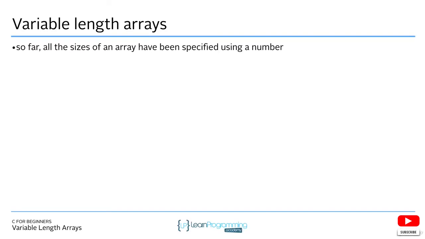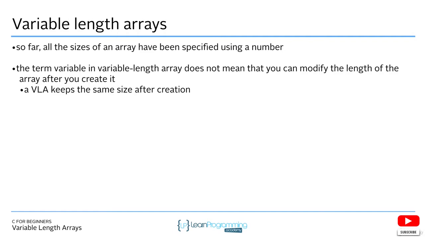Once you specify that size, you have to use a hard-coded constant. When you declare the variable, that specifies the size and it stays that way. Variable length arrays is a bit misleading. It doesn't mean you're going to change the size of the array dynamically. It's still going to be the same size, but now you can use variables.